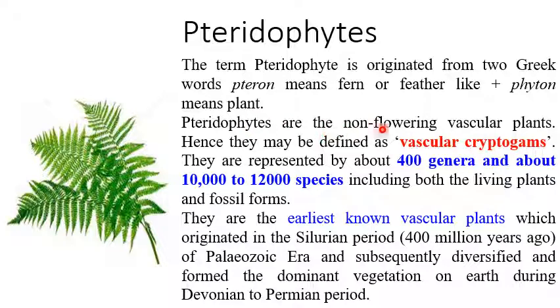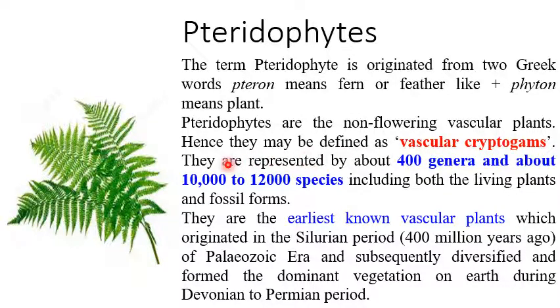Pteridophytes are non-flowering, that is cryptogamic plants, and vascular plants. Why are these plants called vascular plants? Because they contain a proper vascular system. That's why they are called vascular plants. Hence, they may also be defined as vascular cryptogams. That means they are cryptogamic, non-flowering plants with a proper vascular system, so they are also called vascular cryptogams.